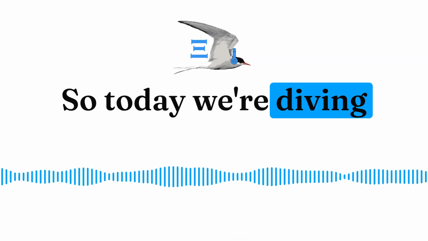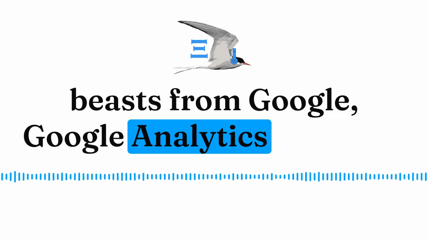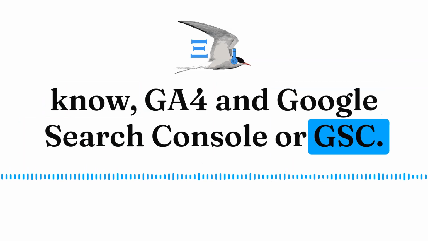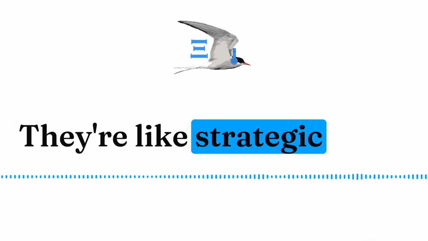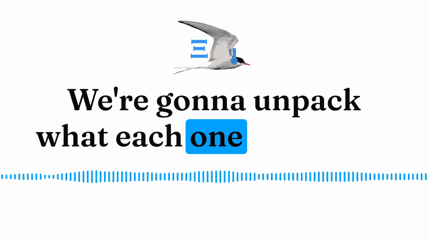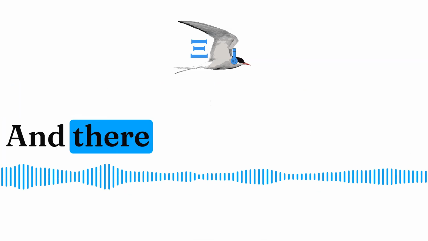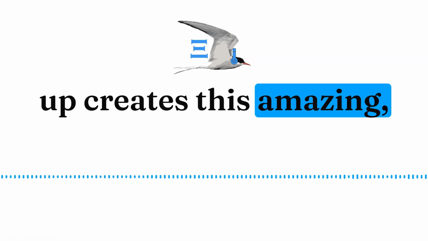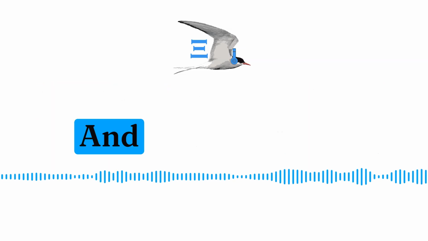Totally. So today we're diving deep into two absolute beasts from Google. Google Analytics 4, GA4, and Google Search Console, or GSC. Right. These aren't just places data goes to die. They're like strategic tools. We're going to unpack what each one does best, highlight the really crucial differences between them. And there are some big ones. Oh, yeah. And most importantly, show you how linking them up creates this amazing comprehensive view that can seriously level up your Shopify game.